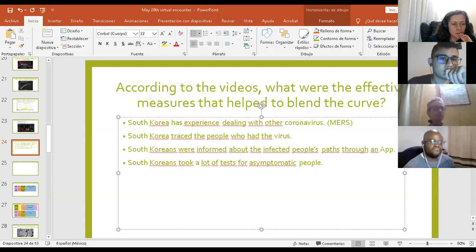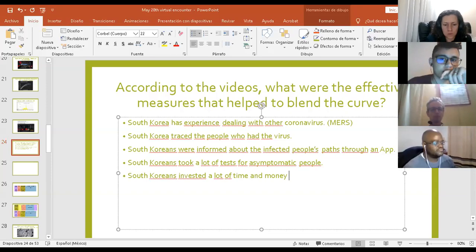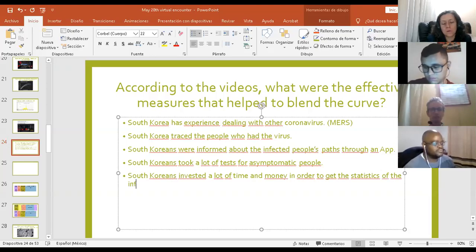They have invested a lot of time and money in order to get correct statistics about how the coronavirus has affected South Korean people. Okay, what about China? What measures did they take?